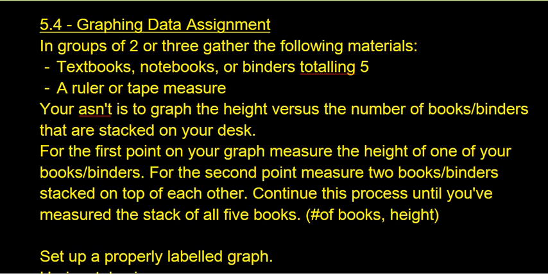So it looks like this. We're going to get here eventually in groups of 2 or 3. If you're by yourself, you can do it by yourself at home. But groups of 2 or 3. And what you need is textbooks and notebooks or binders totaling 5. So if you have groups of 2 or 3, you should have a textbook and a binder. You should be fine. If you need to borrow a book from the back shelf when we start, that's great. Or if you need to get a book from home, if you're at home doing this, just please put my books back exactly where you found them, please.